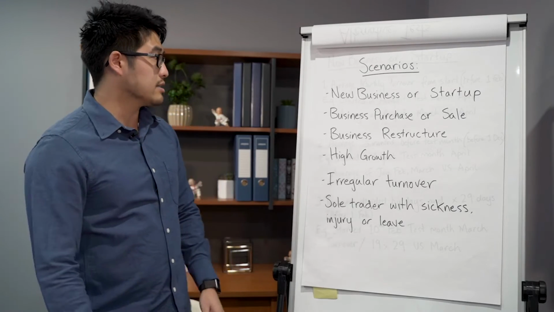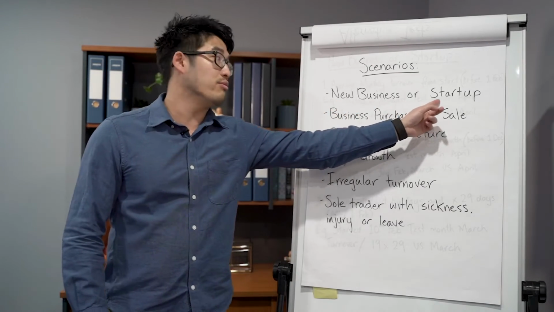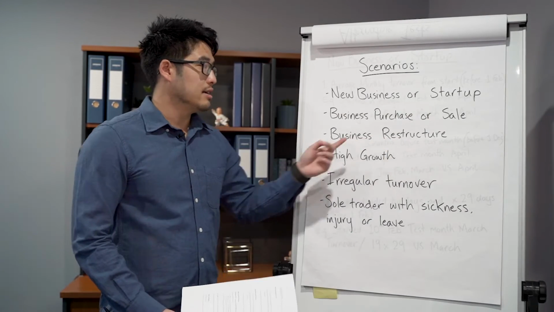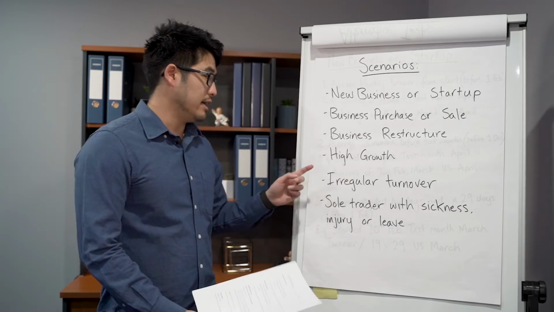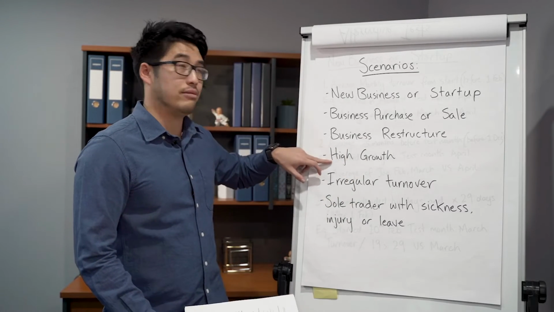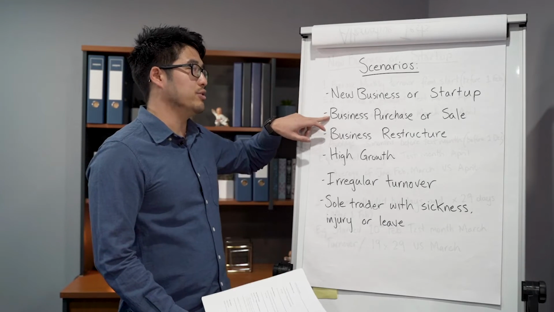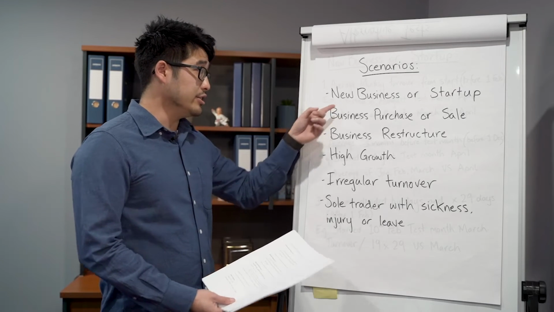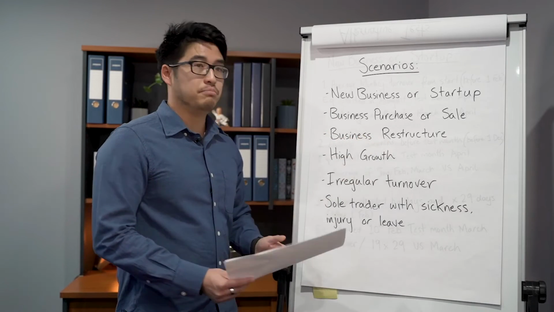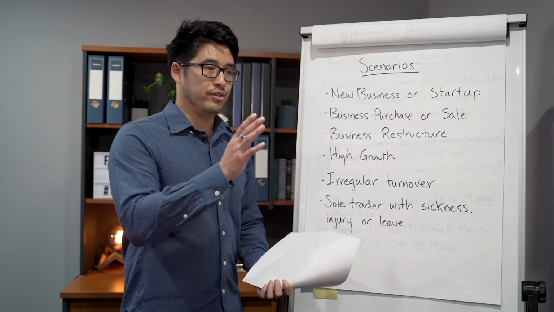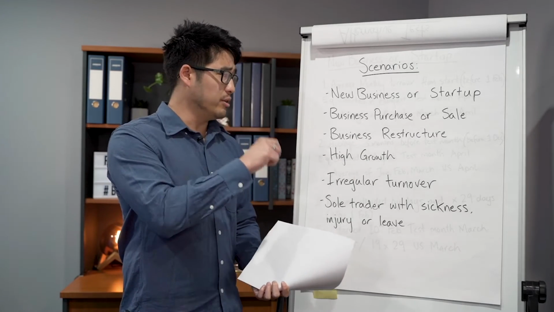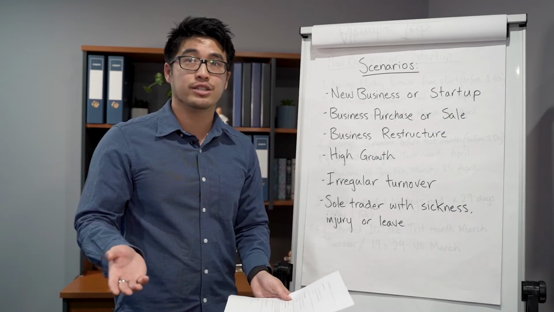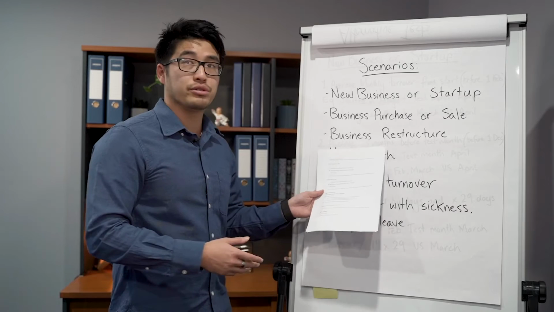The most common ones are the new business, if you started within 12 months, if you have restructured your business, and your high growth business. Those three are the main ones. But then there are the other ones, like you've purchased a new business or you sold your business, so your turnover has changed. And in a business restructure, for example, if you move from a sole trader to a company, that basically means your turnover would have changed and you would have lost some of your turnover from when you were a sole trader.